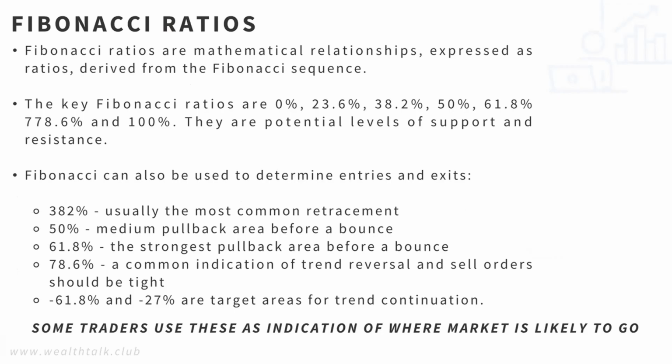Fibonacci ratios. Fibonacci ratios are mathematical relationships expressed as ratios derived from the Fibonacci sequence. The key Fibonacci ratios are 0%, 23.6, 38.2, 61.8, 50, and 100%. They are potential levels of support and resistance. Fibonacci can also be used to determine entries and exits.